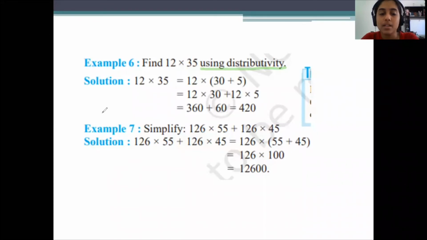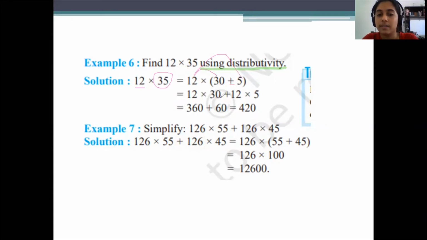Okay. So here 12 into 35. Now here they're leaving the 12 like that and they're splitting only 35. So here they've split 35 as 30 plus 5. 12 into, and then they use distributivity. So 12 into 30 plus 12 into 5.